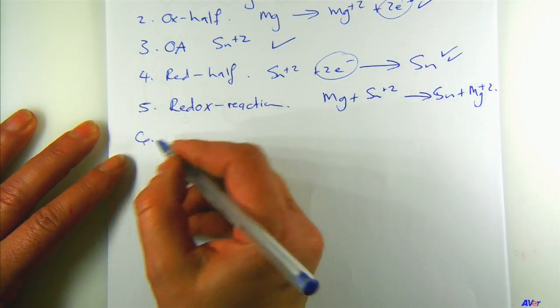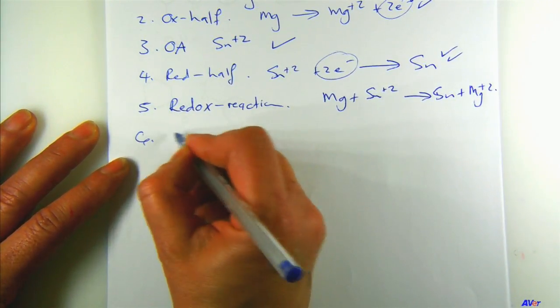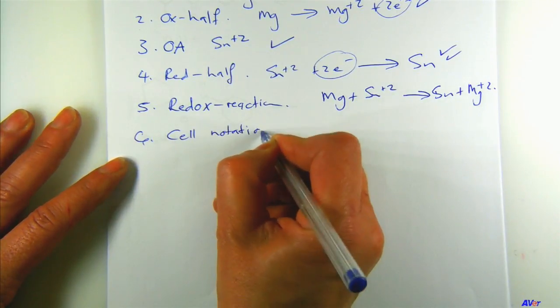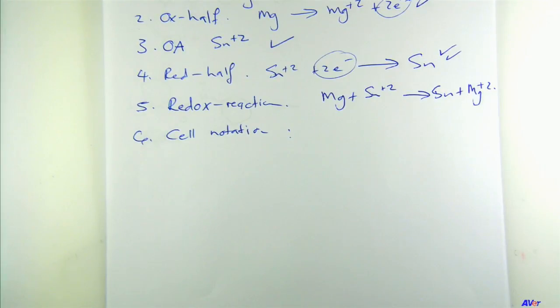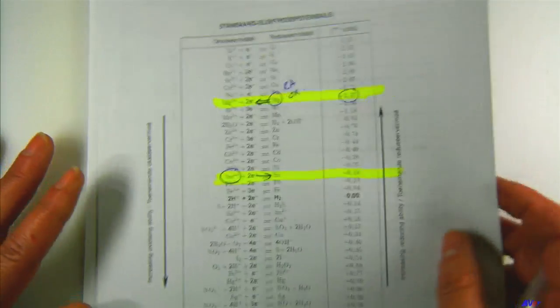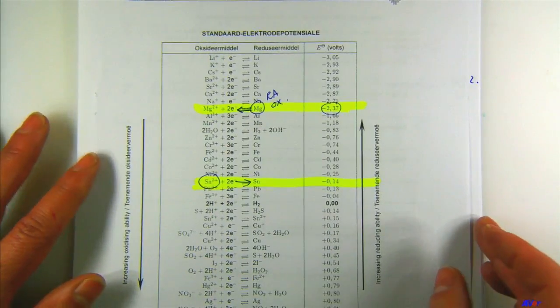Right, 6-1. Now this is for you to write. Write down your cell notation, please. Write down the cell notation for this reaction.